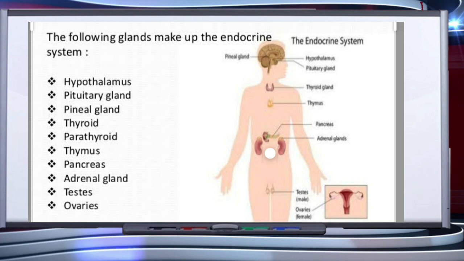This slide shows different endocrine glands present in human body. These are hypothalamus, pituitary gland, pineal, thyroid, parathyroid, thymus, pancreas, adrenal gland, testes, and ovaries. In addition to these, some other organs, for example, gastrointestinal tract, kidney, and heart, also produce hormones.